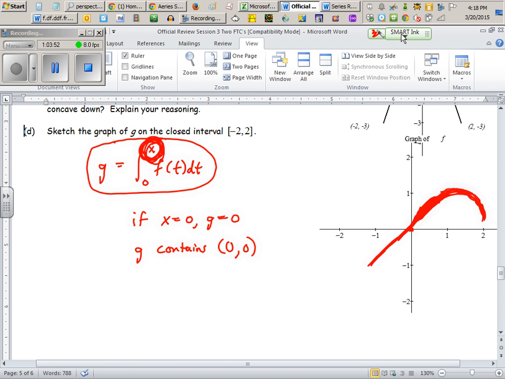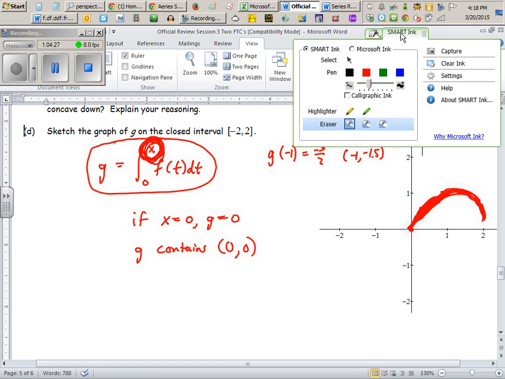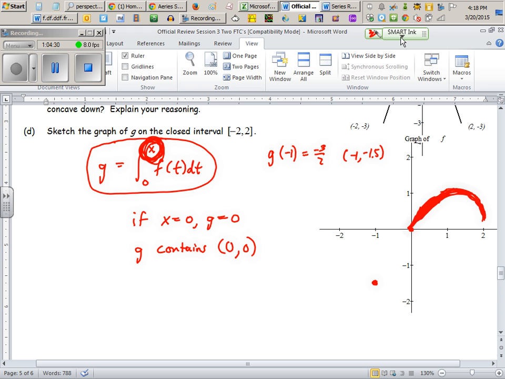What did we find back in part A? Didn't we find 3 different facts? What x-coordinate did we use in part A? Go back to part A. We said that g of -1 was what? Yeah, -3/2. Ooh, that's a point, right? -1, -1.5. So I guess we did have another point. That's cool. Let's plot that point. -1, -1.5, right there.